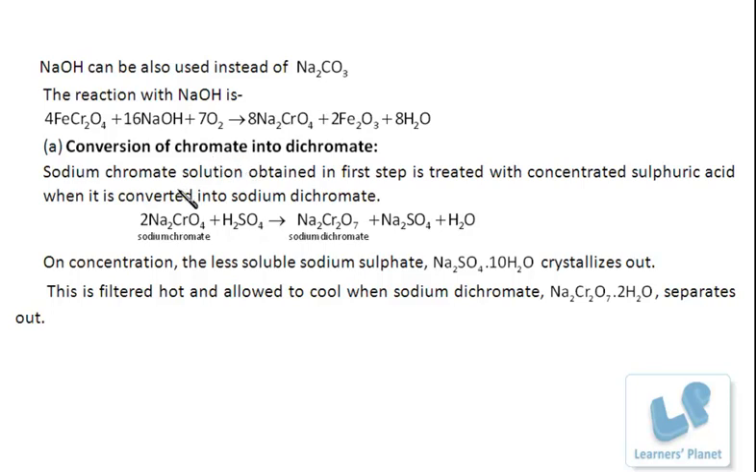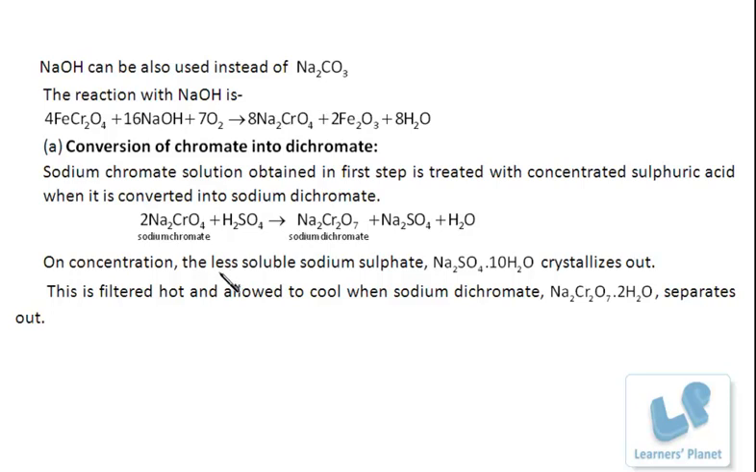Now let's see how the conversion of chromate to dichromate takes place. This is the sodium chromate solution obtained in the first step. Ferric oxide is insoluble, so when the solution is filtered, ferric oxide separates out and the filtrate contains sodium chromate. This sodium chromate solution is treated with concentrated sulfuric acid, and it is converted to sodium dichromate, sodium sulfate and water.